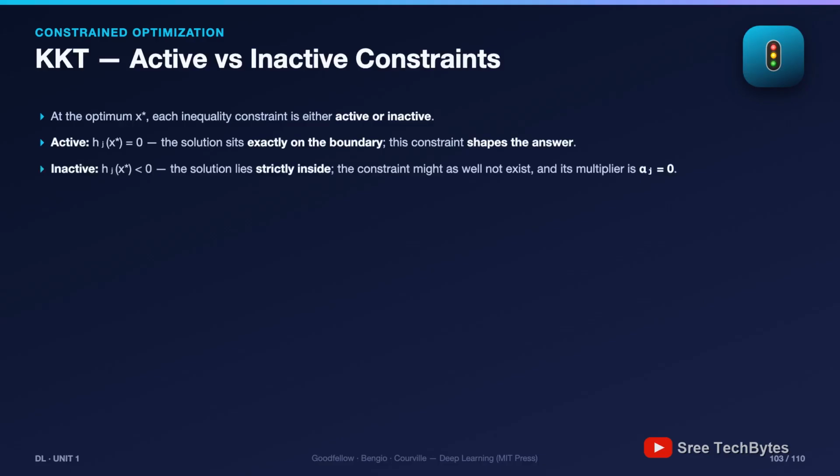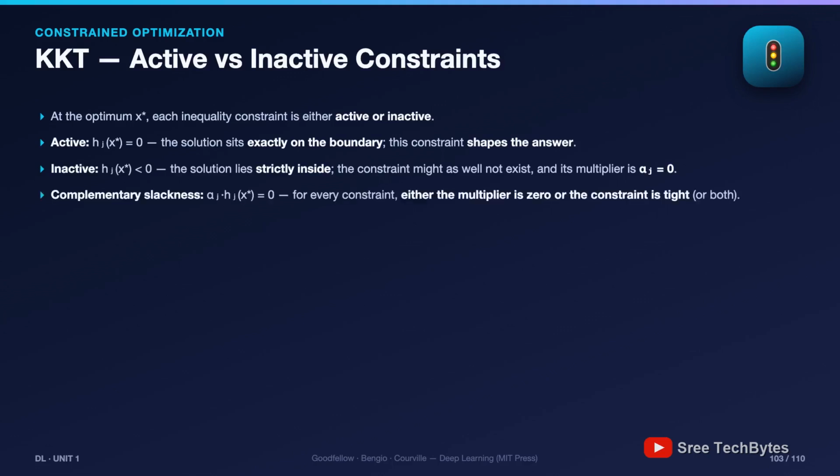The room and walls analogy makes it obvious. If the best spot is the middle of the room, no wall matters, all inactive, all alphas 0. If you're pressed against a wall, that wall is active. It's physically holding the solution in place, and its alpha measures the push.